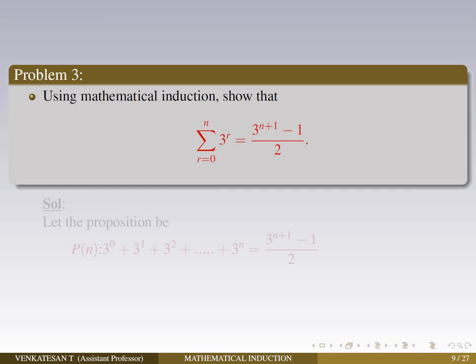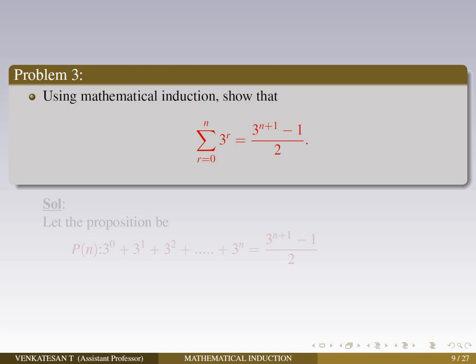Today my lecture is about mathematical induction. In the last lecture we started mathematical induction and we discussed two problems. Today we continue with the third problem. The question is, using mathematical induction, show that summation r equals 0 to n, 3 power r is equal to (3 power n plus 1 minus 1) divided by 2. My left hand side is summation 3 power r. I want to prove (3 power n plus 1 minus 1) divided by 2 using mathematical induction.